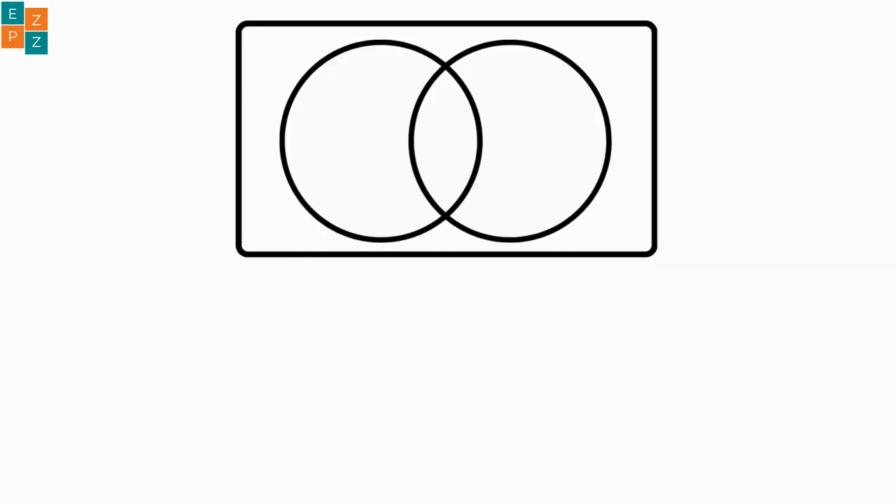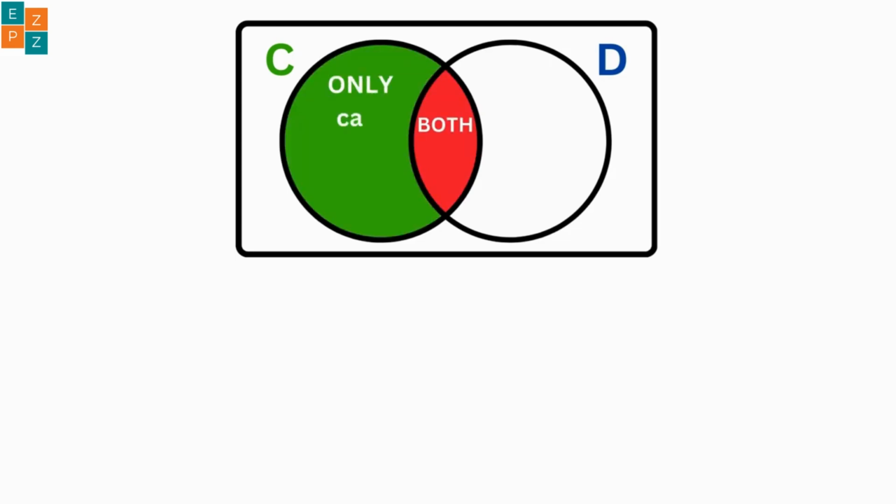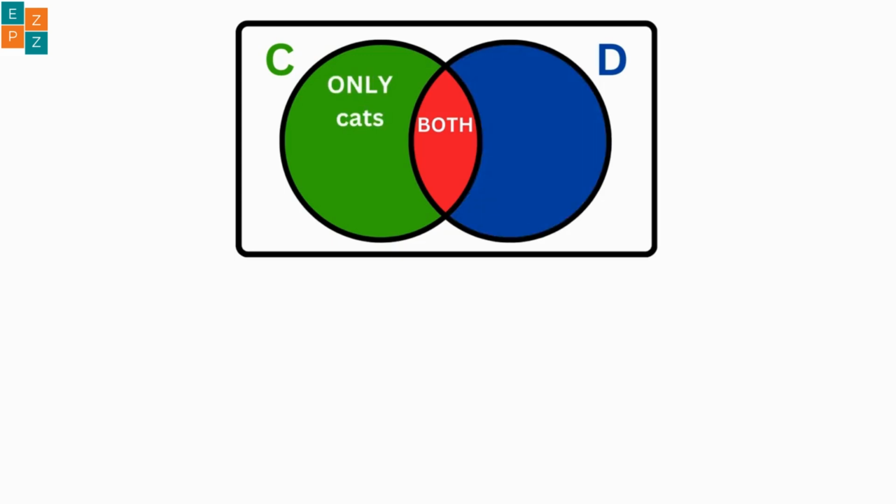For these kinds of problems we use a Venn diagram to represent the information. Let C denote the set of students with pet cats and D denote the set of students with pet dogs. The intersection part represents the students who have both cats and dogs as pets. This section represents the students who have only cats and not dogs as their pet. And this section represents the students who have only dogs and not cats as their pet.